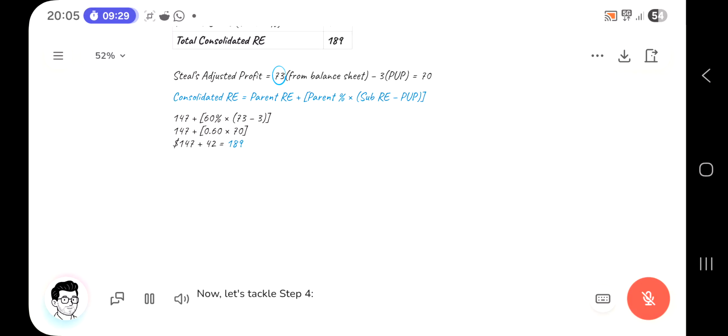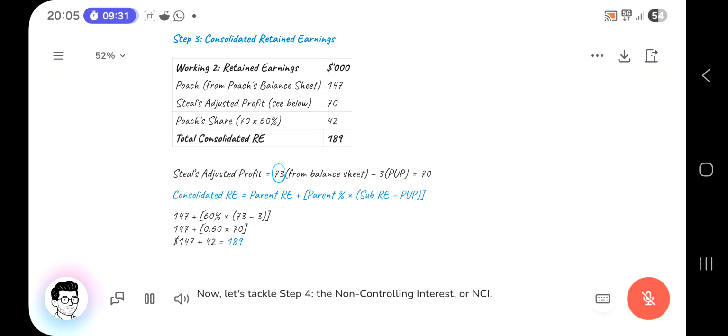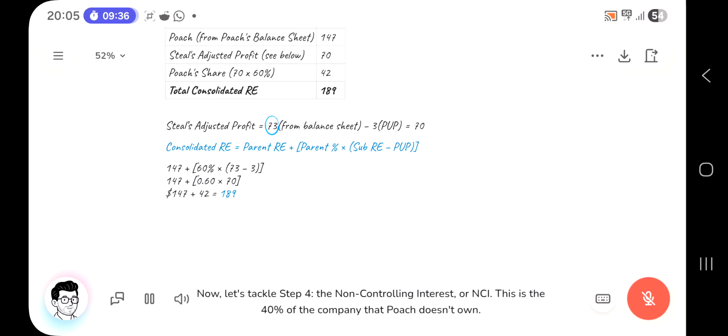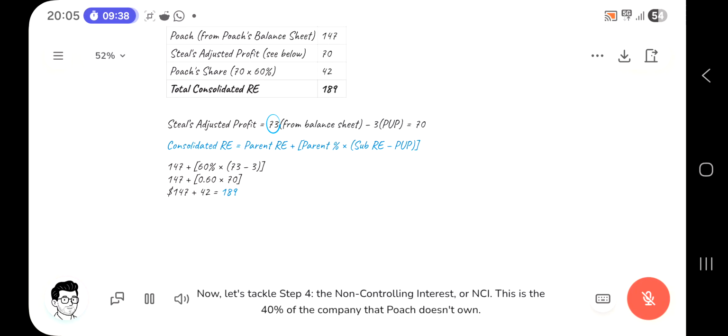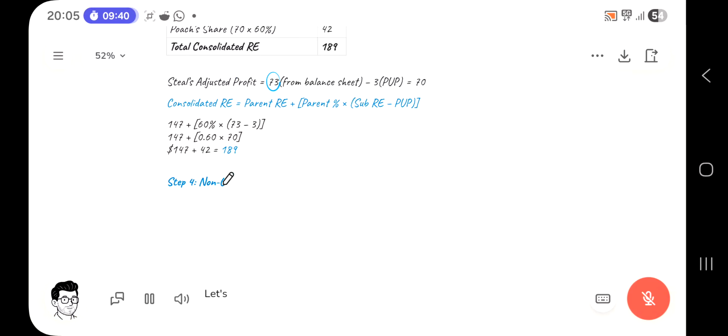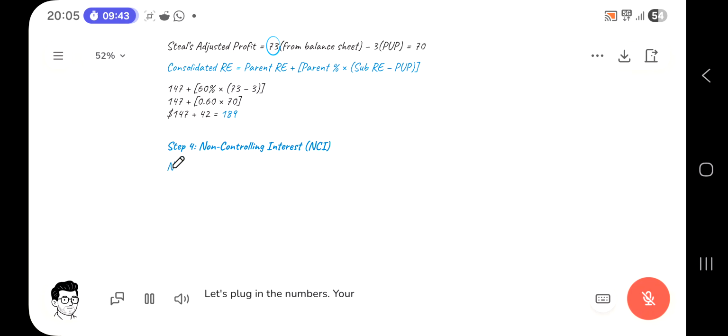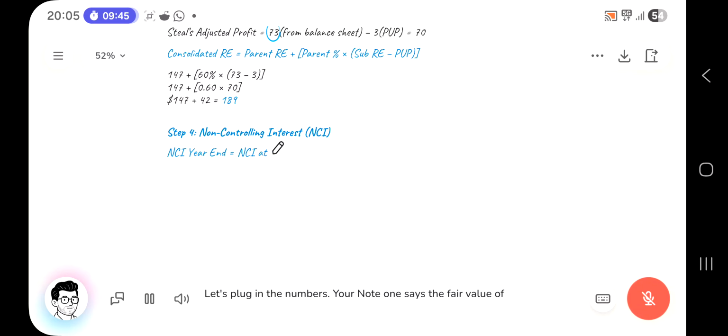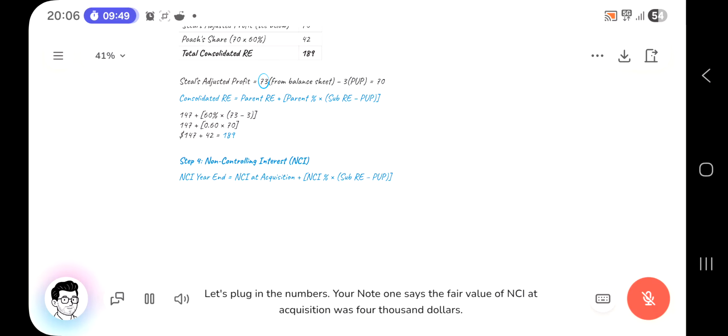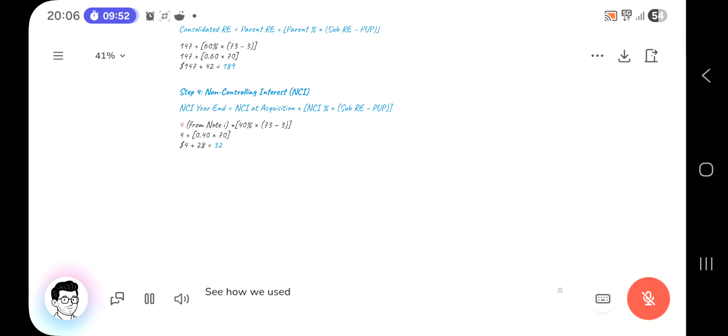Now, let's tackle step 4, the non-controlling interest, or NCI. This is the 40% of the company that Poach doesn't own. Let's plug in the numbers. Your note 1 says the fair value of NCI at acquisition was $4,000. See how we use the same adjusted profit of 70 for both? The group gets 60% and the NCI gets 40%.